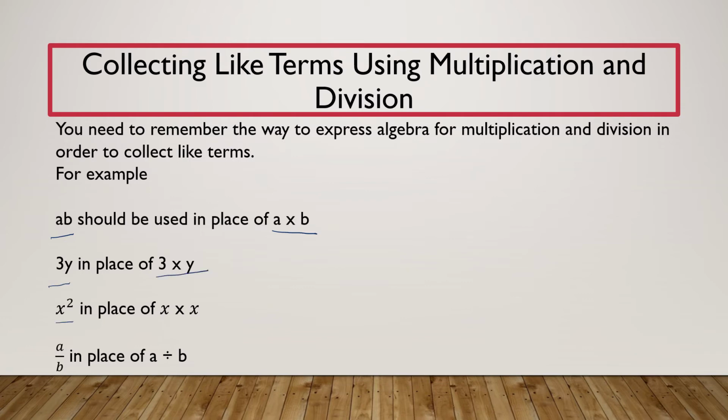x squared is x times x. This is one of the most common mistakes that people make. x plus x gives me 2x, as opposed to x multiplied by x, which gives me x squared. They're the common things that people get mixed up. And a divided by b is written as a over b in place of a divided by b. So we need to be careful with that.